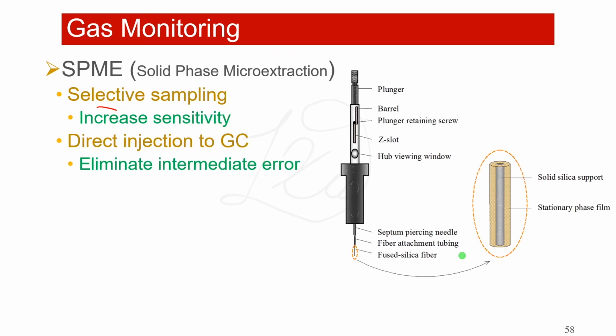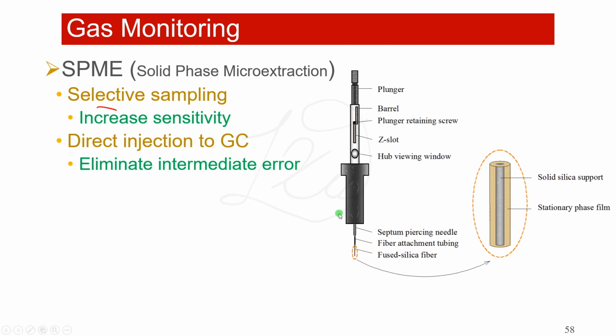The benefit of SPME is it can take samples selectively. If you have a gas mixture of A and B, by selecting the right fiber, more gas A can be absorbed onto the fiber if gas A is what you are interested in. So it can increase the sensitivity when you analyze the sample using the gas chromatography. Another benefit is it can be directly injected into the GC. So it eliminates the intermediate process error.